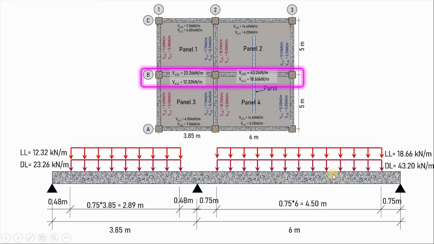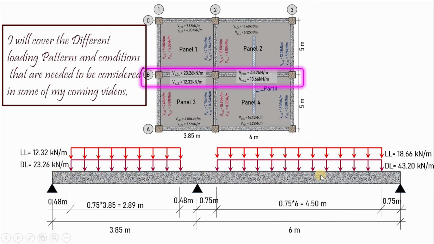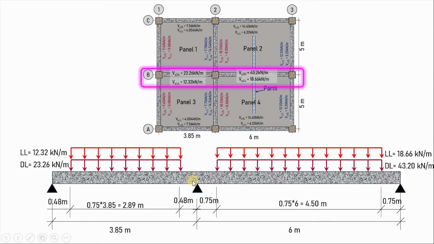Now, do not forget that when you are analyzing this beam, you have to consider the different loading patterns. For example, when there is live load here and there's no live load here, and when there's live load here and there's no live load here, when the whole beam is loaded, and so on. The different loading conditions must be considered to obtain the worst scenario for which the beams are going to be designed. I think this answers the questions raised by some of the students.